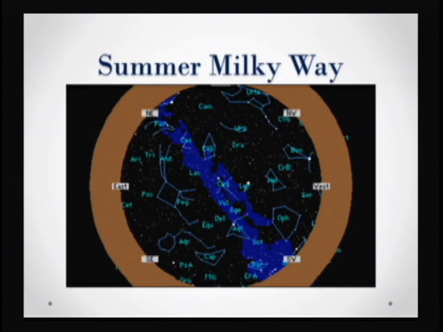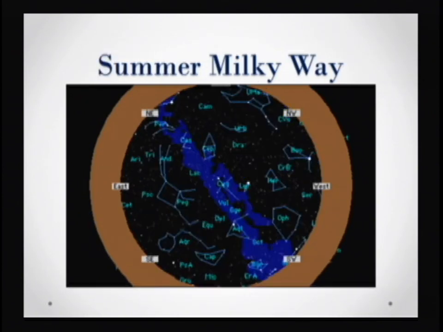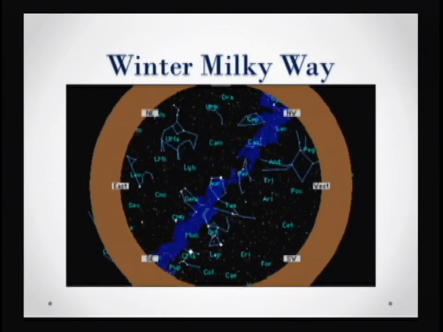And then if I look at our winter Milky Way, again, notice that it's going in the opposite direction. Summer, winter, and you can see there, again, some of the constellations. You see Orion down there. You can see Taurus. There's Auriga, Perseus, so those constellations that we've talked about and you should be familiar with.